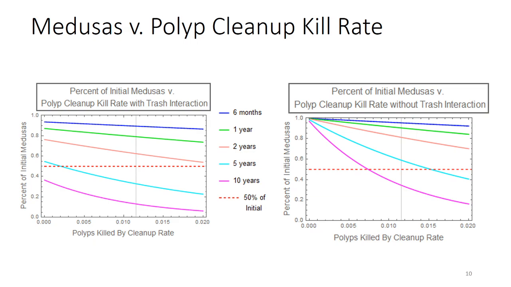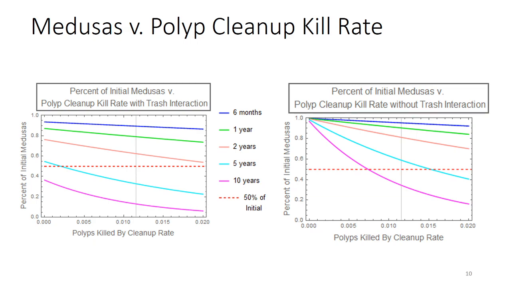But that was looking at an x-axis of medusas killed by the cleanup rate, because we assumed it was very small. But the medusas are produced by the polyps, so if a lot of the polyps go away, you're not going to have as many medusas. So the x-axis is the same as the number of polyps killed by the cleanup, and then the number of medusas that you have. If you don't have polyps, you don't have medusa. If you don't have medusa, you don't have polyps.